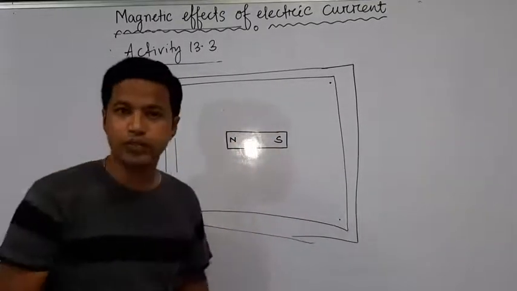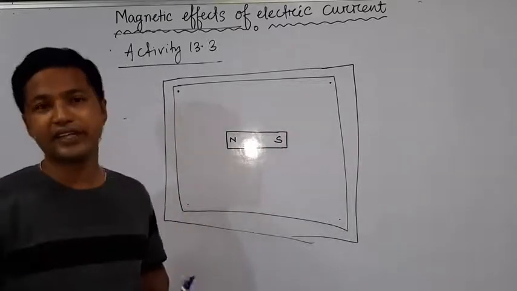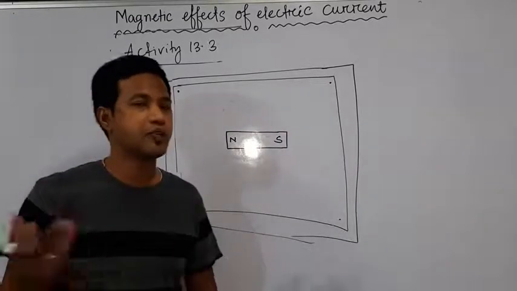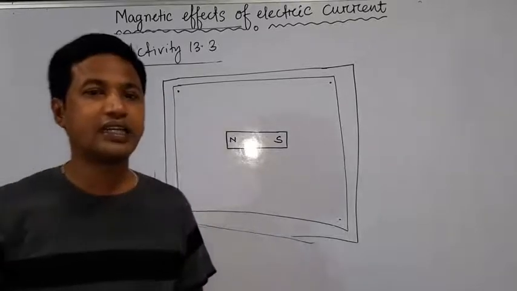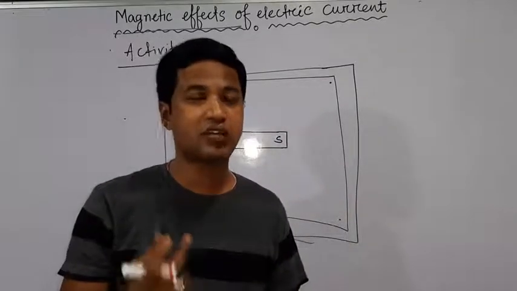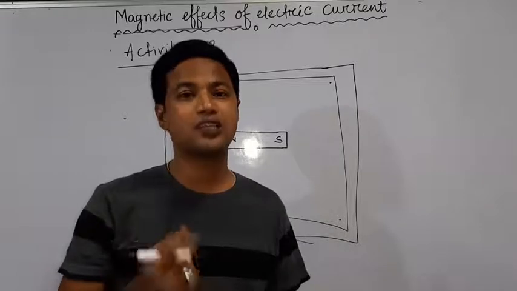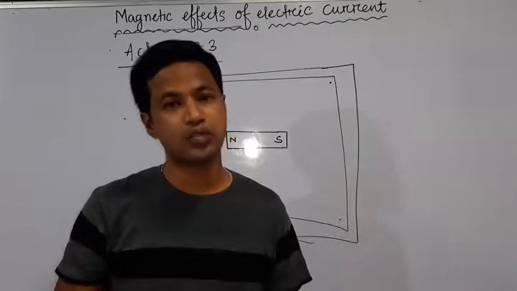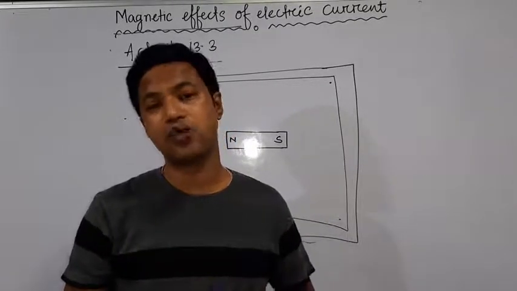After that, we will need a magnetic needle. All of you know that in my previous video I told you the magnetic needle, or magnetic compass, is an instrument that shows the direction of the North Pole and South Pole. It always shows the direction of North Pole and South Pole.